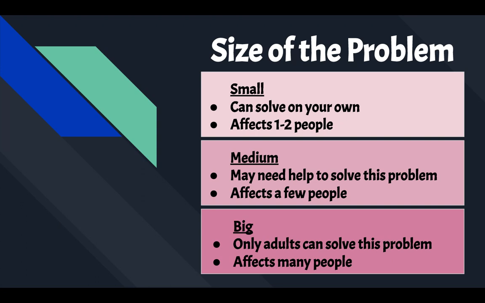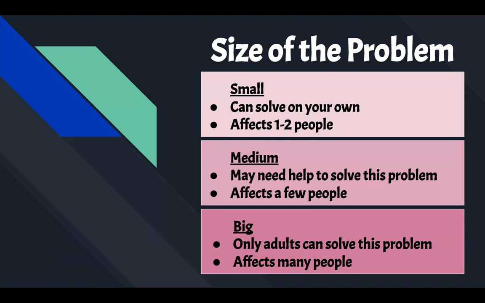First, a small problem you can usually solve on your own. It's usually only going to affect yourself. Sometimes it can affect 1 to 2 people, but it's usually only going to affect you. An example of a small problem would be if you forgot an assignment at home and you weren't able to turn it in. Now, I don't want you to be confused with emotions. If I left something at home and it was really important, I would be so mad at myself. I'd be so frustrated that I forgot it.